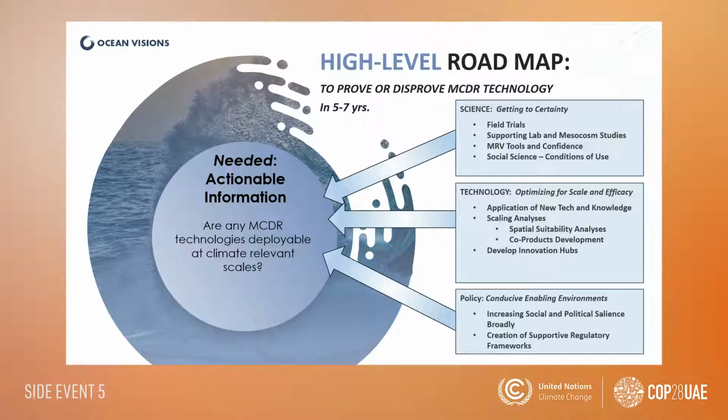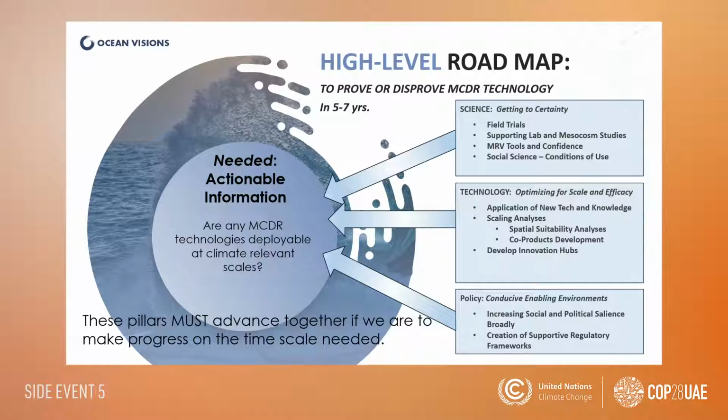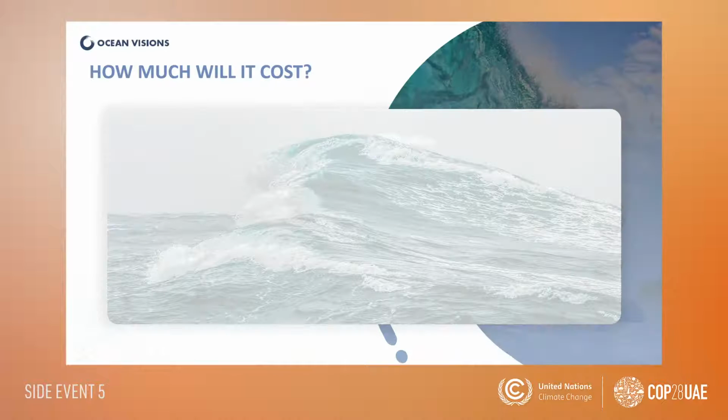And then the last pillar is policy. So what are the conducive enabling environments? We know increasing social and political salience, and then the creation of really supportive regulatory frameworks. So, especially here really we're talking about research. We are not talking about deployment. This is all about the research that's needed to prove or disprove some of these technologies. And so, getting to the point where we can do the research is going to be extremely important. And again, these pillars must advance together if we're going to make progress at the time scale needed. So it's not do the science, then do the policy. We need motion in all 3 of these pillars.